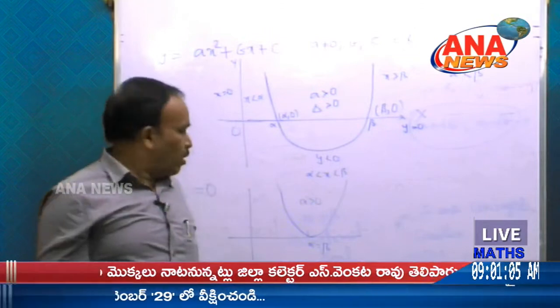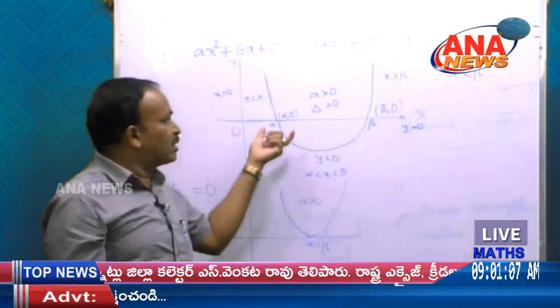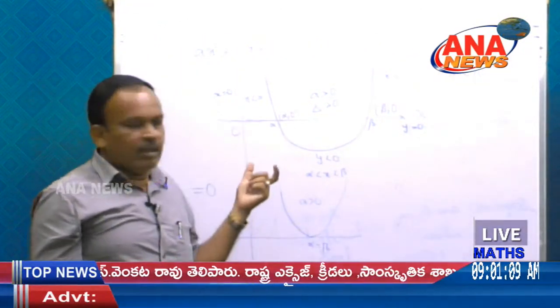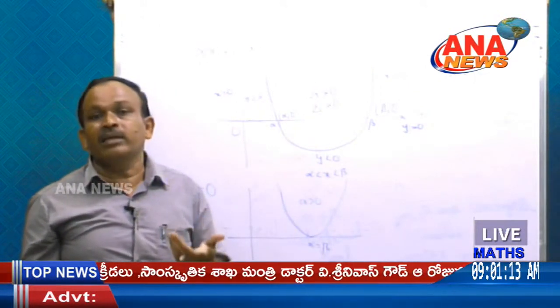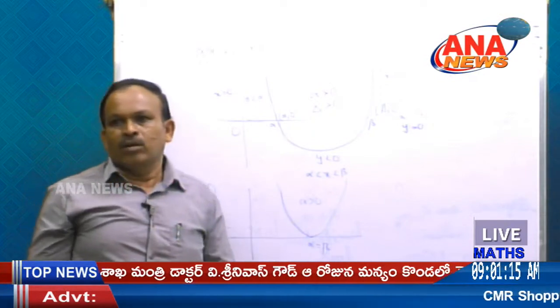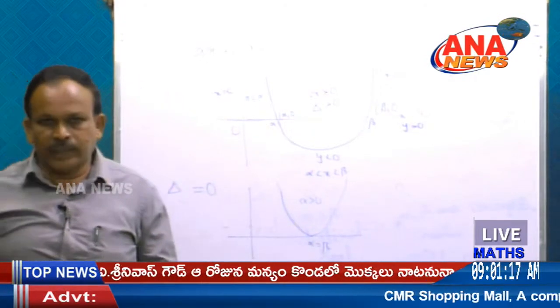I will explain this. Only one case, that is delta greater than 0, explained. The remaining, delta is equal to 0 and delta less than 0, I will explain in tomorrow's class. Okay, thank you.